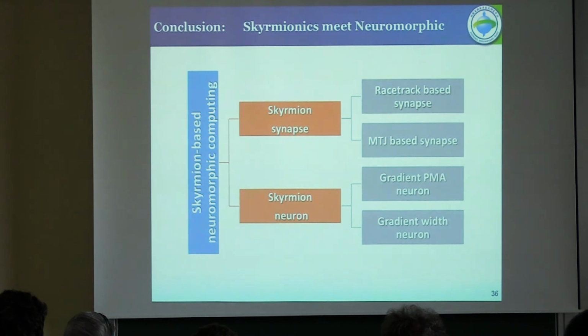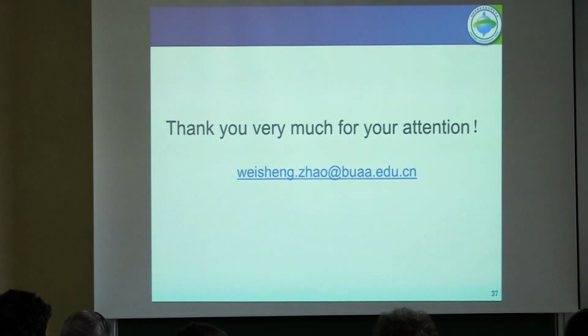So in conclusion, I showed you three devices based on Skyrmion towards Skyrmionic neuromorphic computing. Actually, one of my focus experiments is an MTJ-based synapse, but I think this new neuron based on gradient width dependence is also possible for nanofabrication, and this is our next step working on this direction. Okay, thank you very much for your attention.